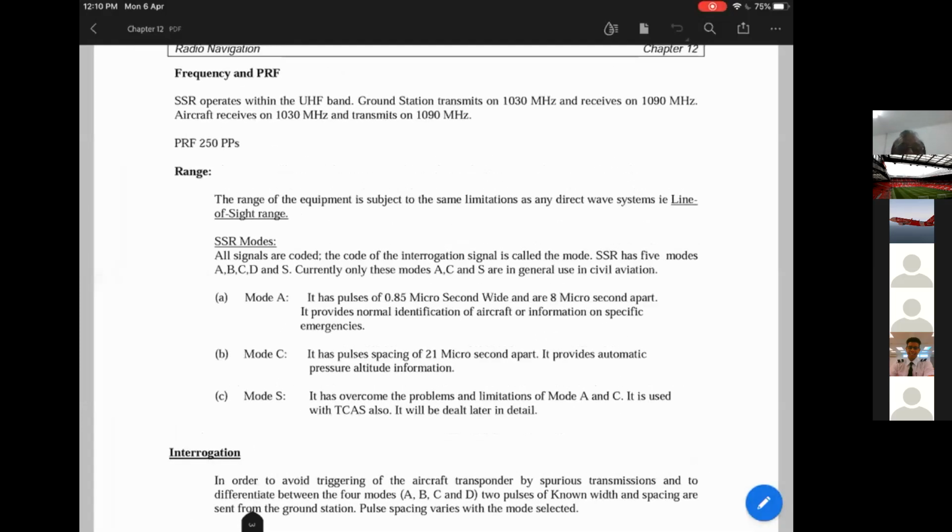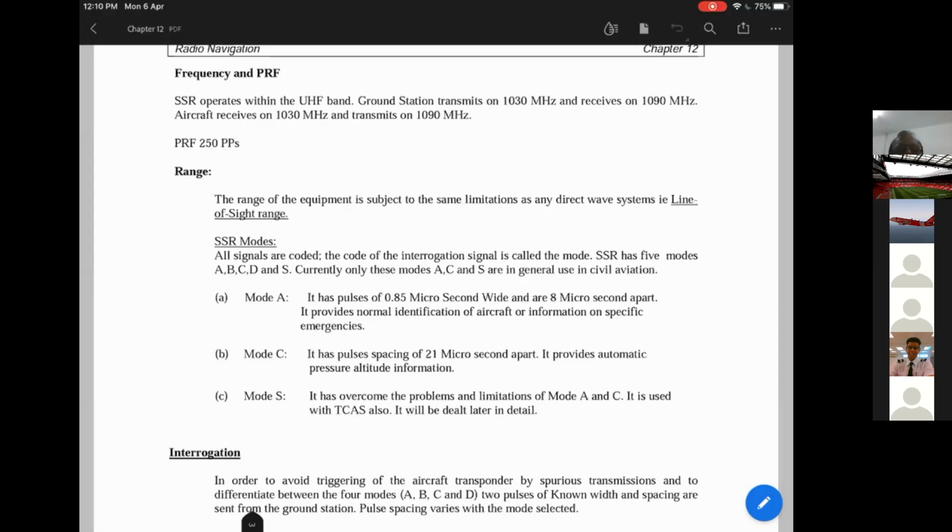Yeah, okay. Now the frequency here is in the UHF band, 1030 and 1090. That means there is a difference of 60 megahertz. In case of DME, there's a difference of 63 megahertz. In this case, the difference is only 60 megahertz between the transmission and the reception. The complete transmission is in modes and codes.